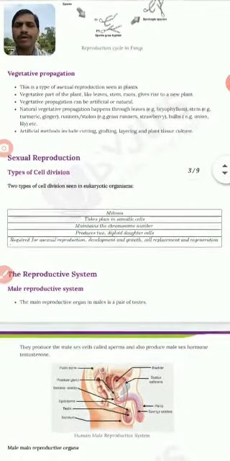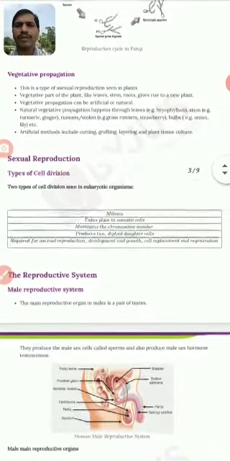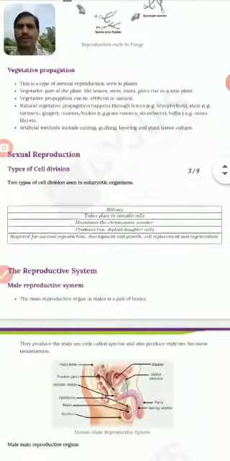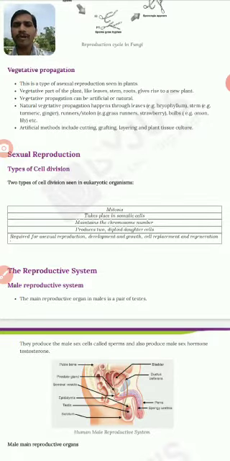So that's all about vegetative propagation. So far we have learned about asexual reproduction. Thank you. In our next class we will be learning about sexual reproduction in human beings.